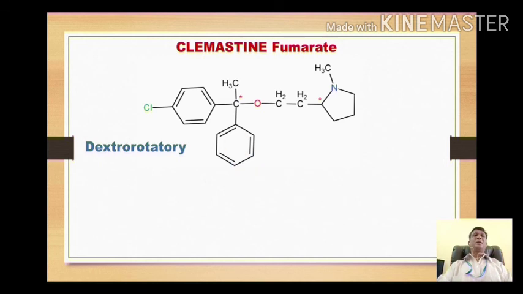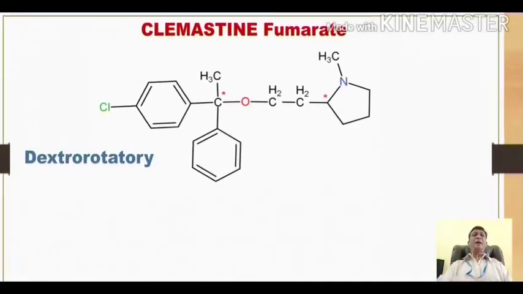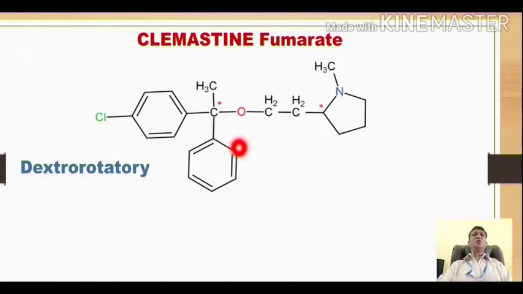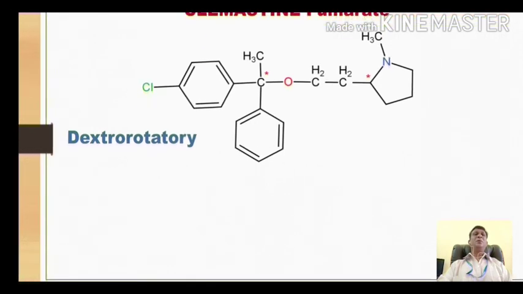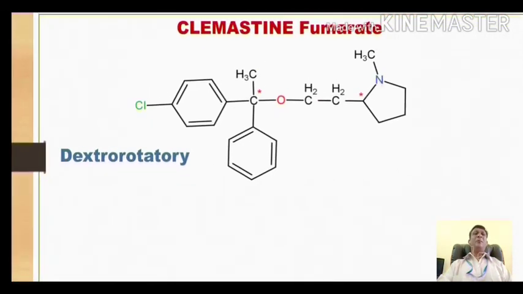If you look at the structure very carefully, you can find the presence of two chiral carbons. One is this one and the other one is this one. A chiral carbon is that carbon which is attached with 4 different groups. For example, here this is attached with 1, 2, 3 and 4 different groups, and this carbon is also attached with 4 different groups. 1, 2, 3 and the 4th bond is with hydrogen. So both are chiral carbons. That's why this compound is available in its isomeric form.